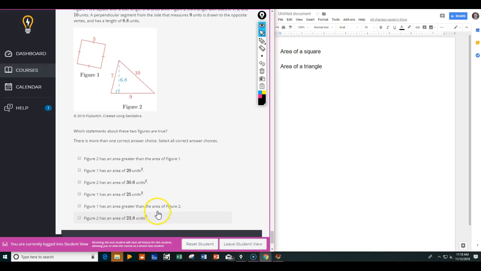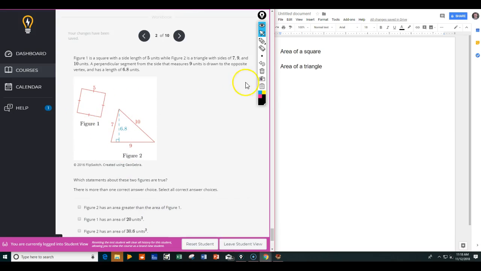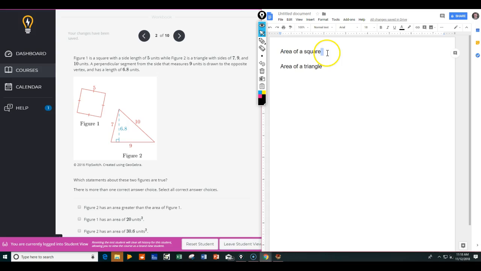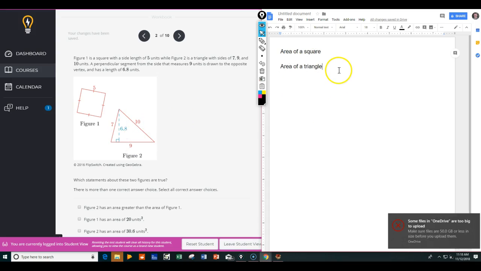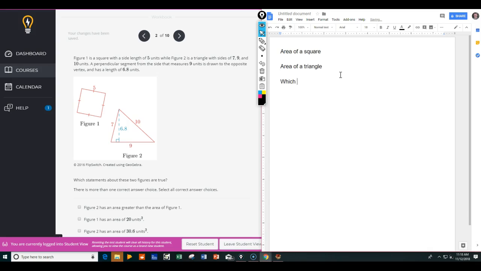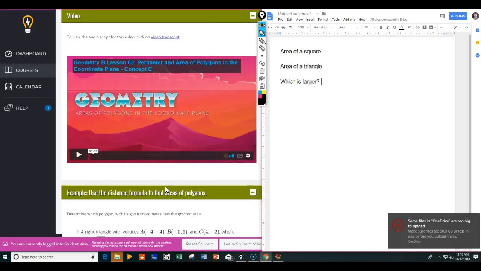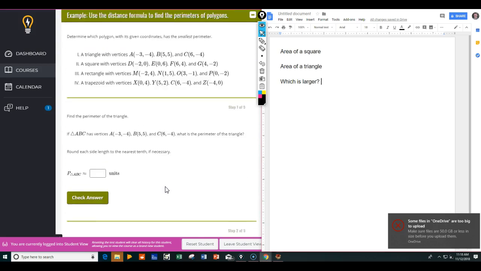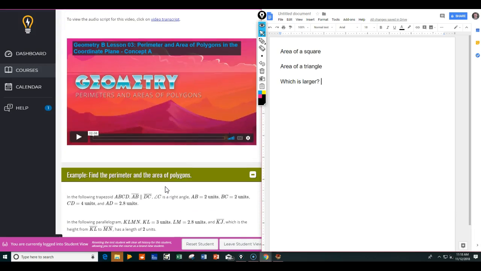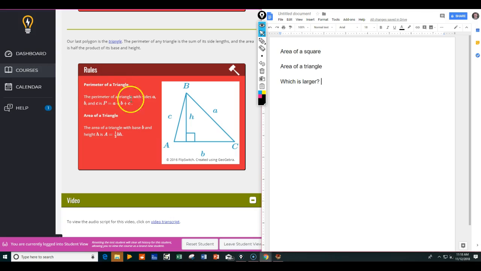So what I'm noticing is Figure 1 is a square, so I need to know the area of a square, and Figure 2 is a triangle, so I also need to know the area of a triangle. And then I'm going to ask myself which is larger, because that's what it's asking. Greater means larger. So if I did not remember what the area of a square or the area of a triangle was, I'd be going back up and scanning for the red boxes.